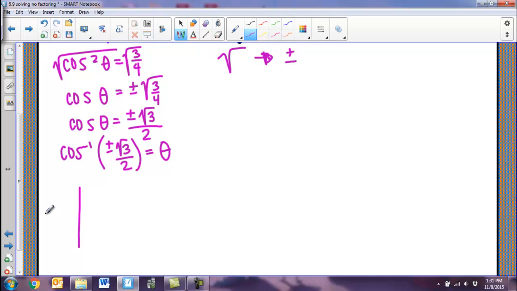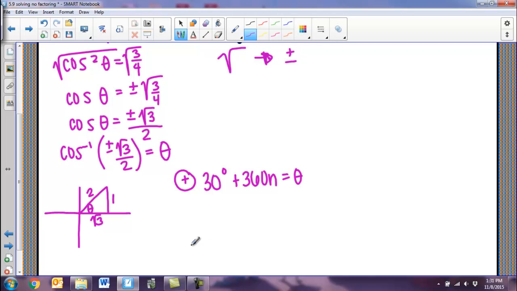First, I'm going to deal with the positive solutions, so I'm looking at the plus root 3 over 2. Cosine is positive in quadrant 1 first, and so here would be my theta, and cosine is adjacent over hypotenuse. If I filled out my triangle, this would be 1, and I would know that my reference angle would be 30 degrees. Since I'm in degrees, I just write 30 degrees. Whenever I'm finding a general solution, I have to add in all the coterminal angles to this angle. Since I'm in degrees, a coterminal angle is plus 360 degrees times n, and that gets me my first general solution.